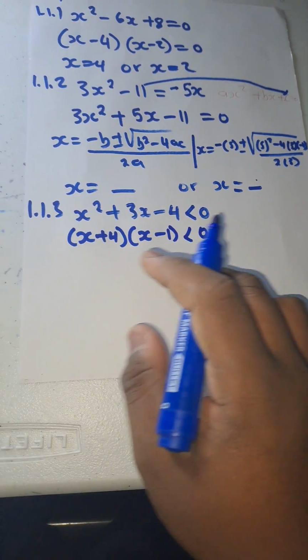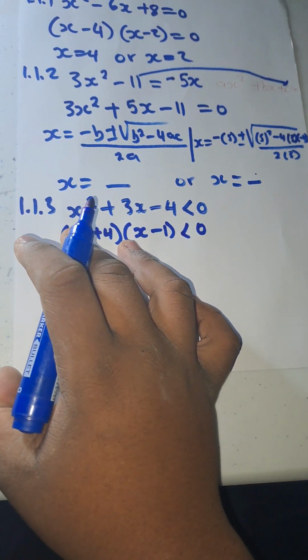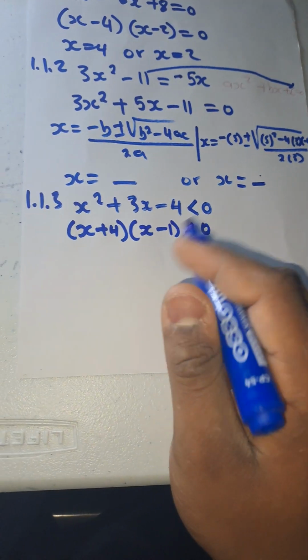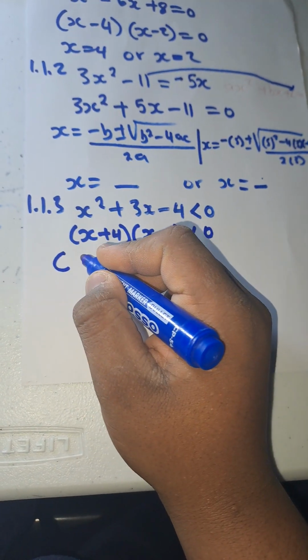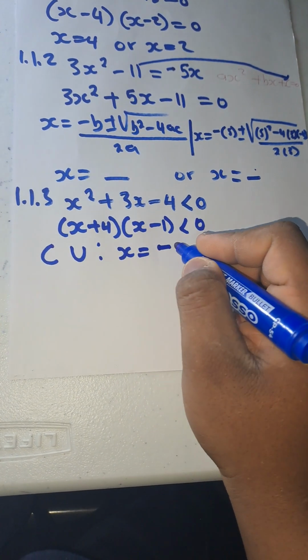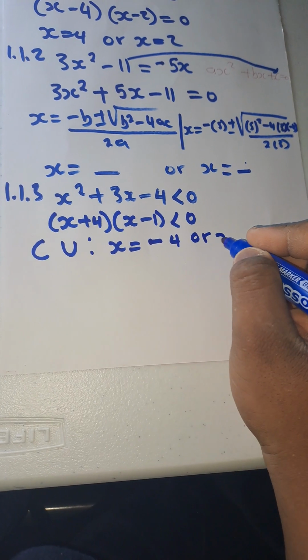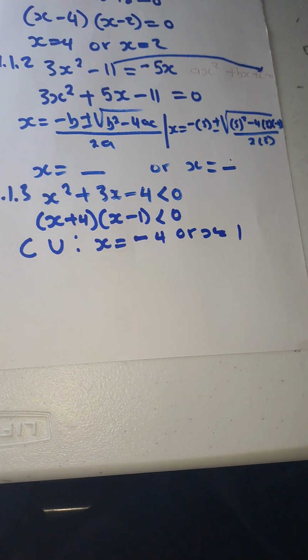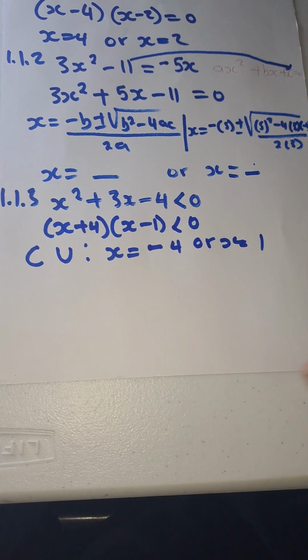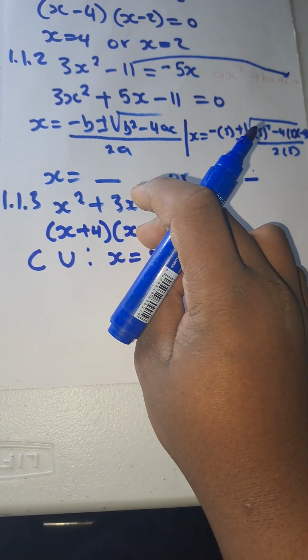And then now, since I know that my answers are minus 4 and positive 1, I'm simply going to say critical values. What is it? x equals minus 4 or x equals 1. Now check, it is 3 marks. So now you already have a mark here and a mark here.